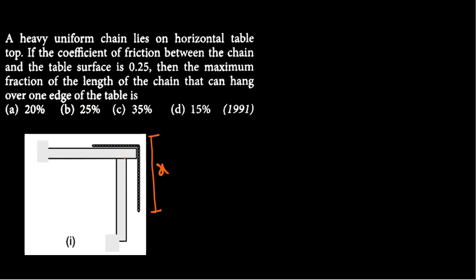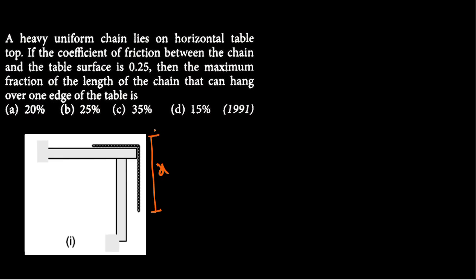Now some part of the chain is on the table. The weight of this part will apply force on the table, and the table will apply a normal force on the chain in the upward direction. Due to the normal, since there is friction between the chain and the table, there will be a friction force. The hanging part of the chain will try to pull the chain downward, and the friction force will try to hold the chain on the table. The friction between the part of the chain on the table and the table will hold the chain together.